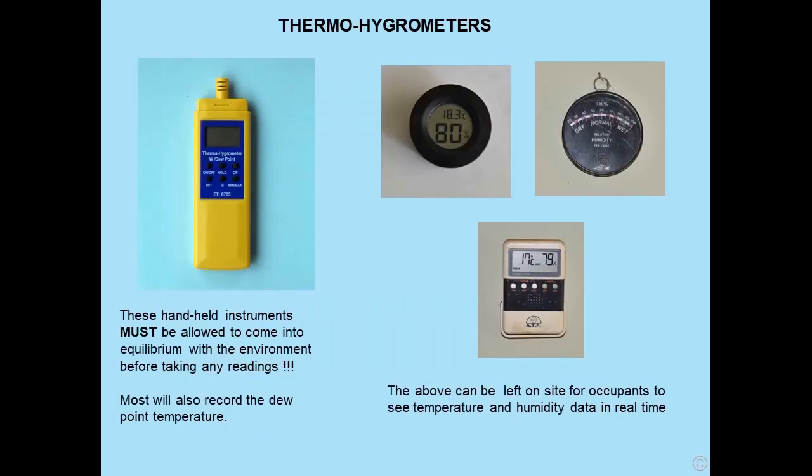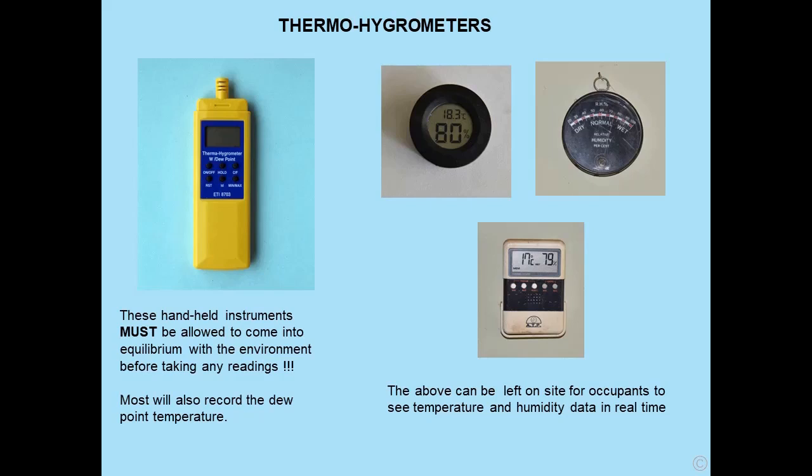Thermo hygrometers in general: the one on the left is a little handheld thermo hygrometer, very good for snapshot surveys. That is a survey when you're in the property. However, these handheld instruments must be allowed to come into equilibrium with the environment before taking any readings. If they're not, and you bring it in from a very cold car into a warm building, you'll get silly readings until they come down to room temperature.